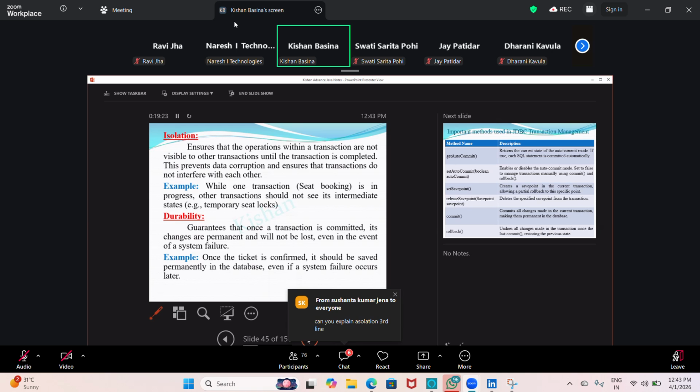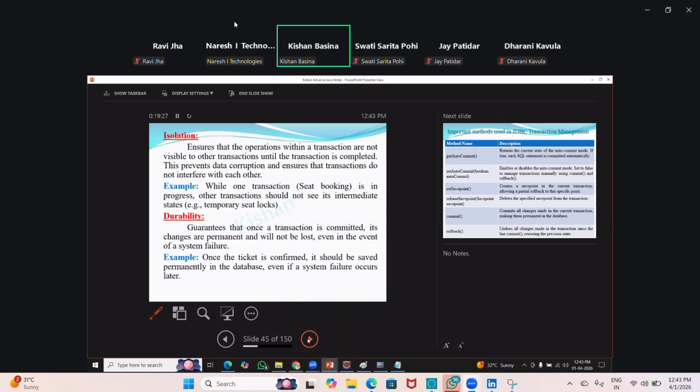And tomorrow we are going to write a transaction management program. We will take an example of IRCTC. Most probably if we complete by tomorrow, okay. Otherwise, I'll take one more day. We'll see transaction management.